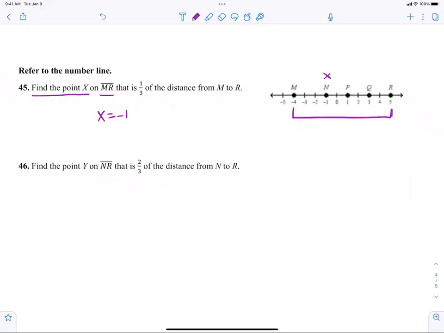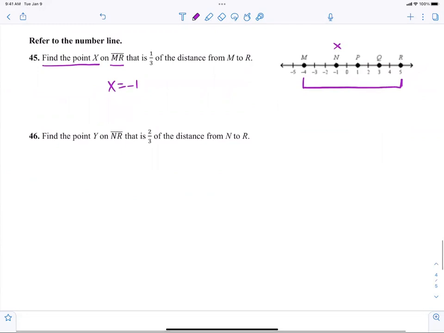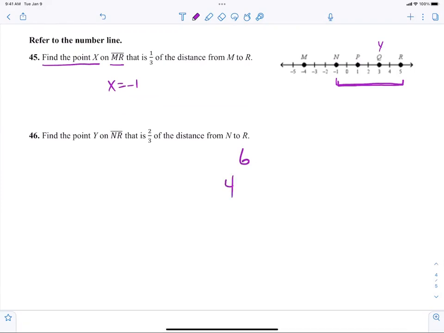All right, let's see if you can think about 46. Find the point Y on NR. All right, so now I'm gonna highlight NR. Somewhere on there that is 2/3 of the distance from N to R. What do you think? Y is Q. Anybody else agree with that? What's NR? How long? 6. So 2/3 of 6. 4. All right. So 4 units from what? N. That was easy.